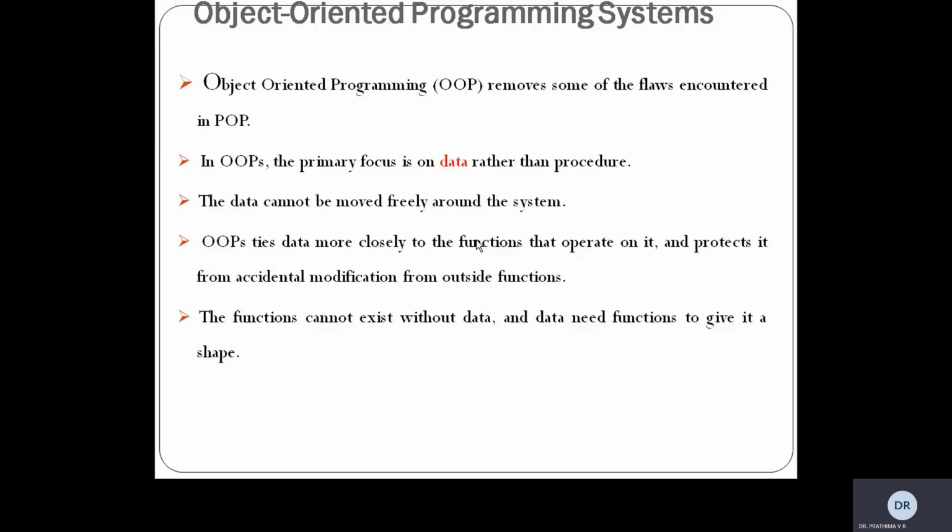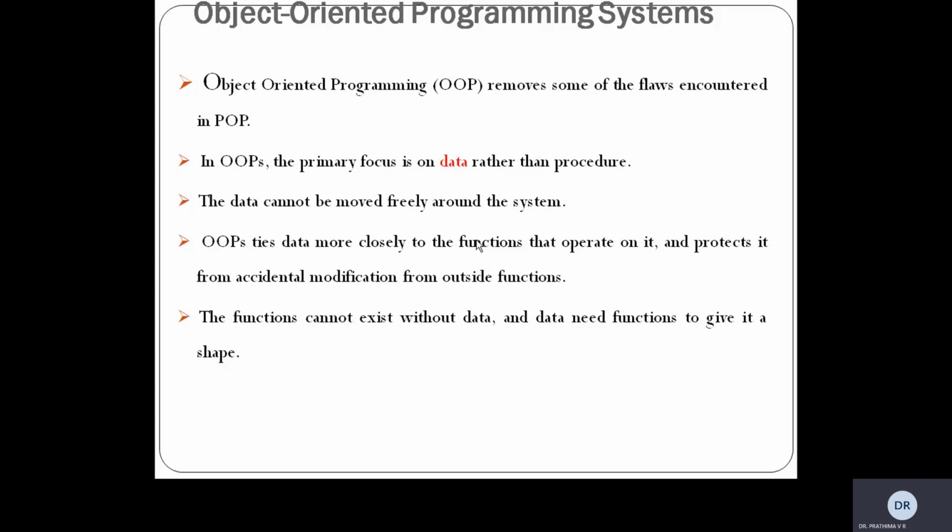As you are looking at the slide, object-oriented programming basically tries to remove some of the disadvantages which were encountered in procedural-oriented programming. So in object-oriented programming, the primary focus is on data rather than the procedure. The data can be moved freely around the system, and object-oriented programming tries to tie the data more closely to the functions which are going to operate on it.